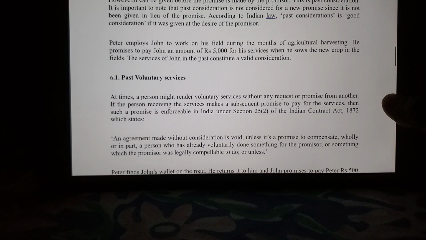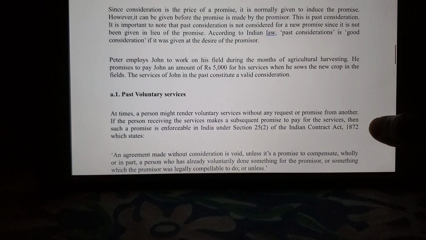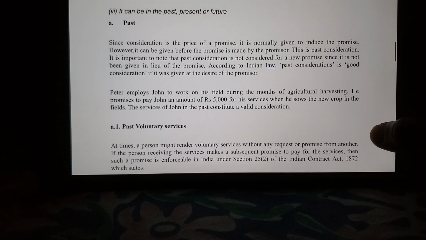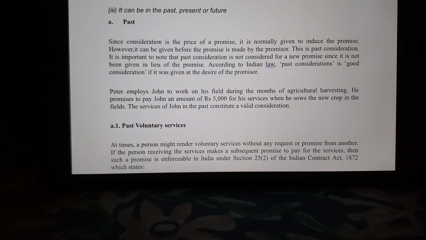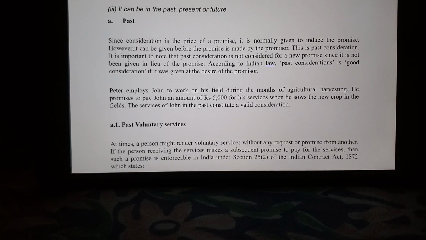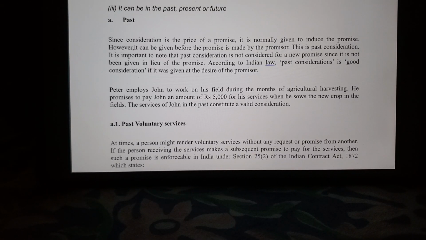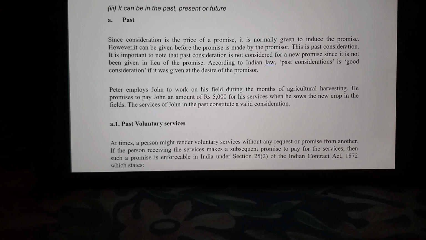Number 3. It can be in the past, present, or future. A. Past. Since consideration is the price of a promise, it is normally given to induce the promise. However, it can be given before the promise is made by the promisor. This is past consideration. It is important to note that past consideration is not considered for a new promise since it's not been given in lieu of the promise. According to Indian law, past consideration is good consideration if it was given at the desire of the promisor.